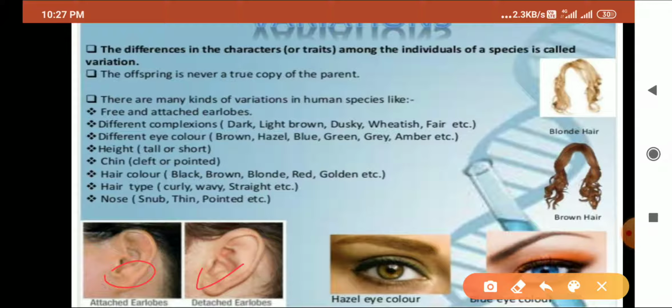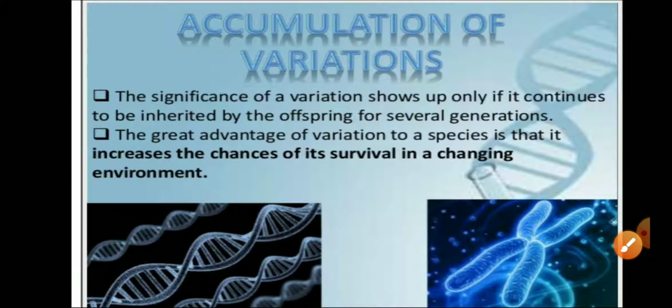Next we have the color of the eyes. Some individuals have brown eyes, some have blue, and most have black eyes. Now the height: some are tall, some are dwarf. The shape of the chin may be pointed or cleft, and the color of the hair in some individuals is black, some brown, and some red. So these are certain variations which can be seen in organisms.